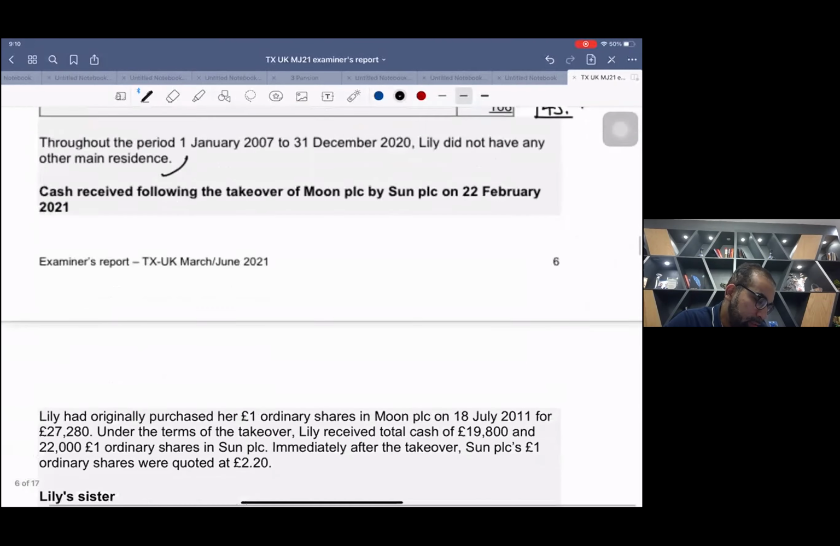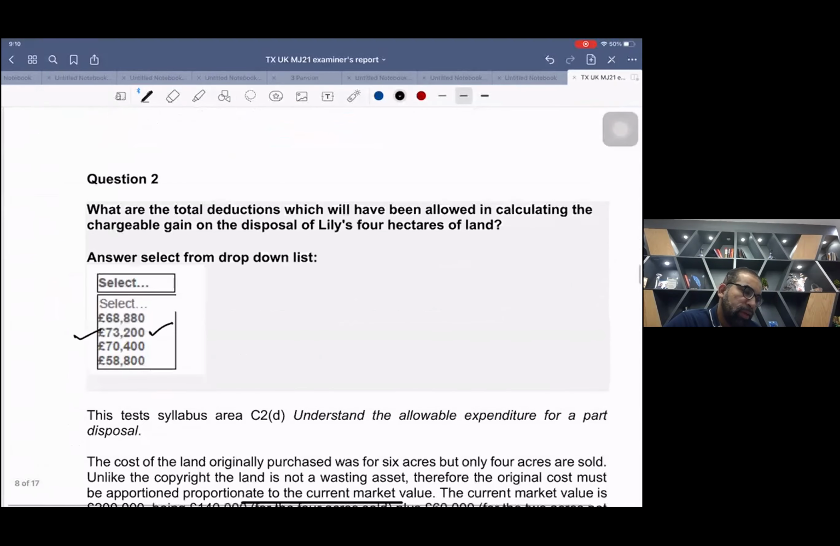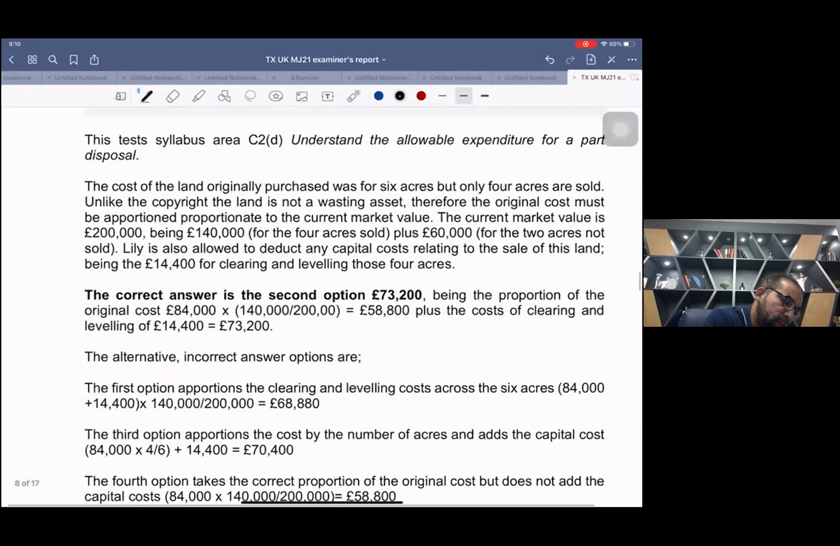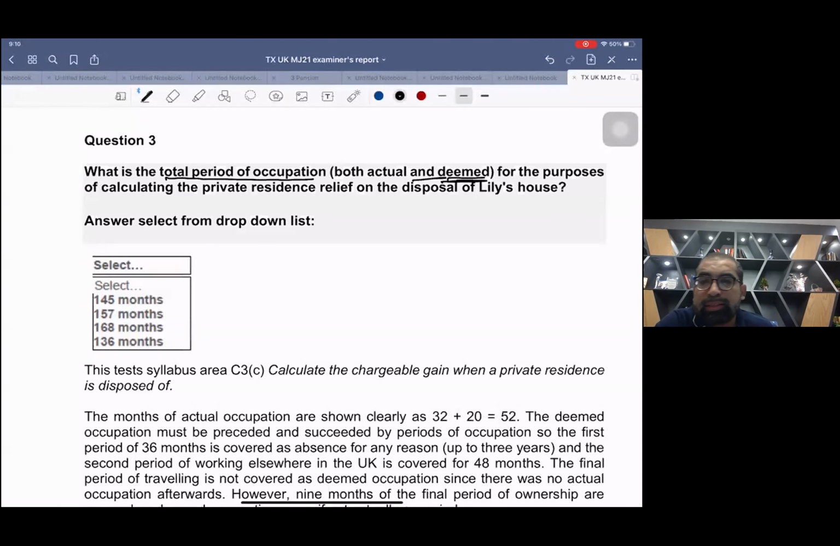Now, let's see this. What is the total period, both actual and deemed, for the purpose of calculating private period of C? What is the total period of occupation? Sometimes when you stay in your home, it's occupied and it's exempt. And when you leave your home and it is deemed A, B, C, or last 9 months, then it's also exempt. So it's a special style of asking total exempt months. So the answer is 145 months.